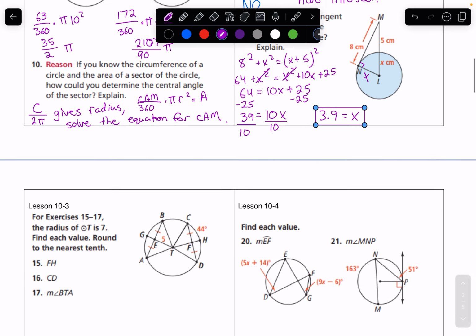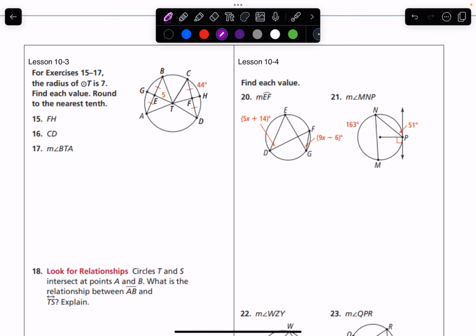Numbers 10, or lesson 10-3 problems with chords here. The radius of circle T is 7. Find each value, round to the nearest tenth. So if the radius is 7, I can draw it in various places that could help me. If I'm trying to find FH, since this entire radius is 7, I'm going to need to know this distance. But since I see that these chords are the same length, then I know they're the same distance away from the center. So I know that FT is 5. And since the entire radius is 7 and FT is 5, FH is the rest of it, or 2.